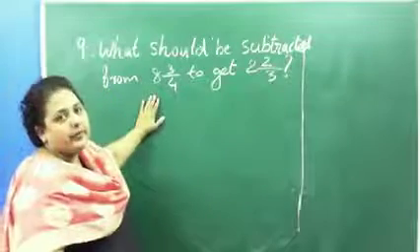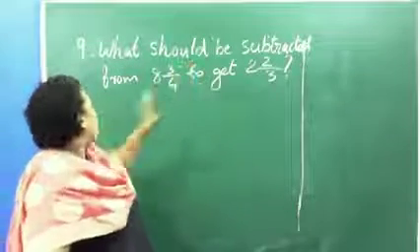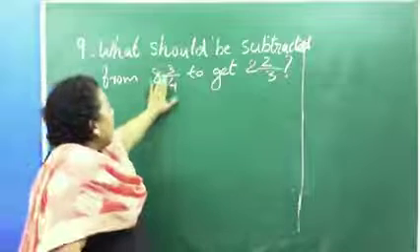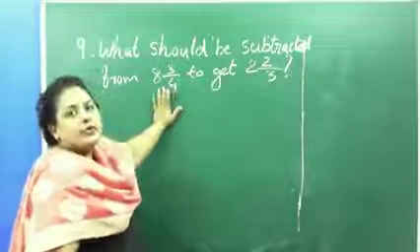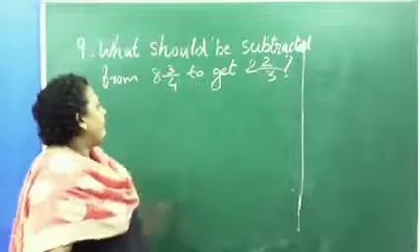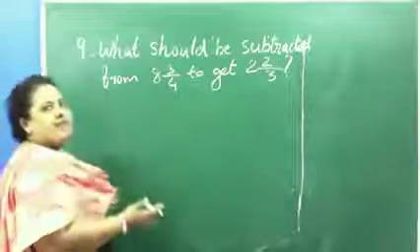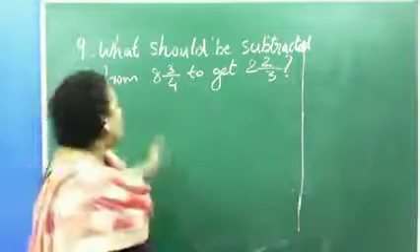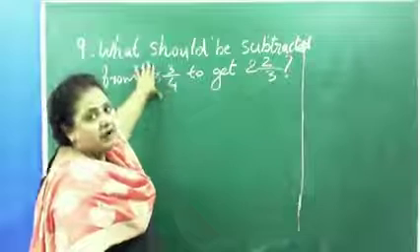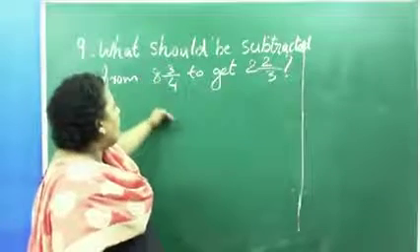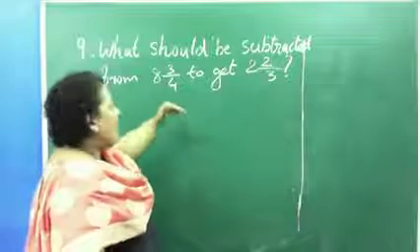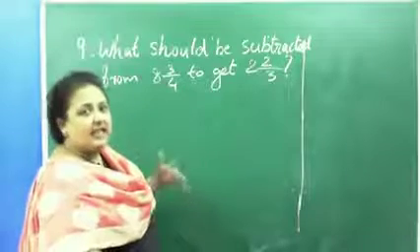I hope you all got the question. What should be subtracted from 8 3 by 4 to get 2 2 by 3? Same way as we did in the previous question, here it is given in statement form, you have to write it in equation form. How will we write it? We have to use x in the general form.